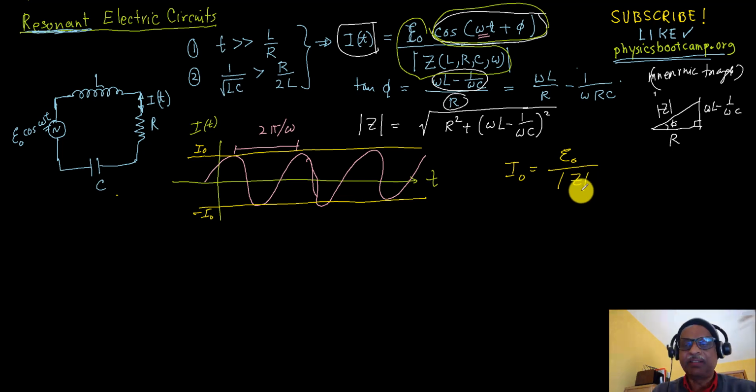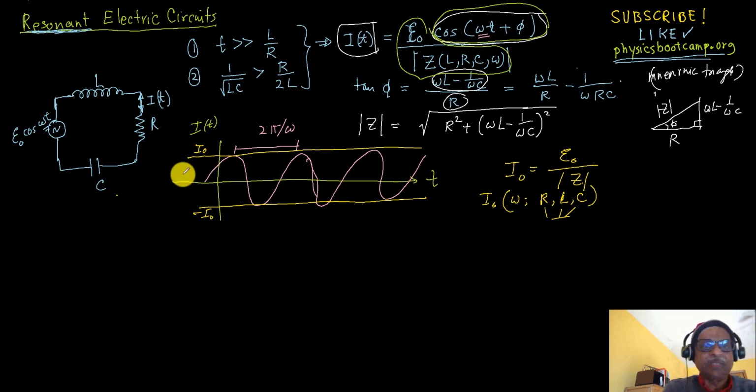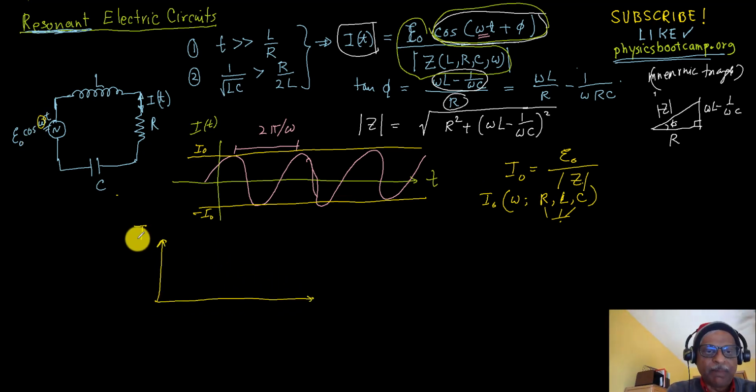So like impedance, like a resistance. But this thing depends on omega and things like that. So if you plot I0 as a function of omega frequency, and all these things are L and C. If you have a circuit, you fix these and you vary omega in the source, then you will find that I0 will vary with omega.